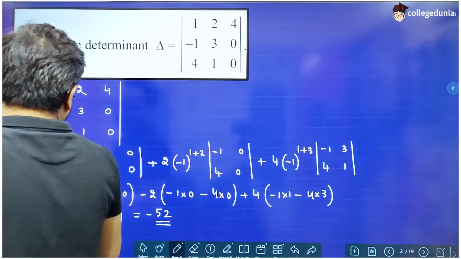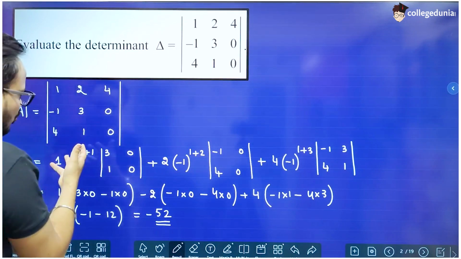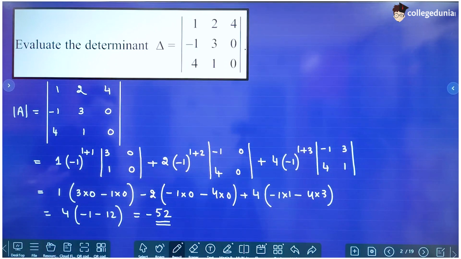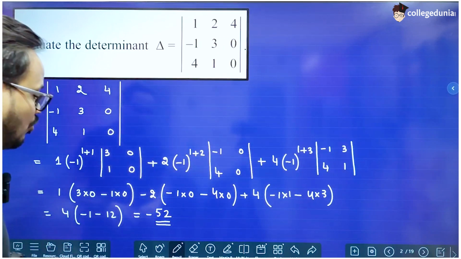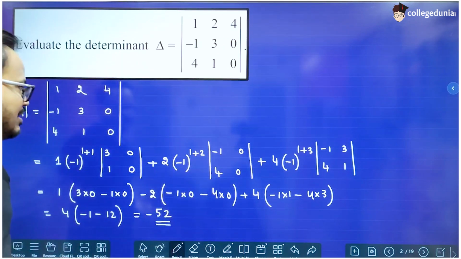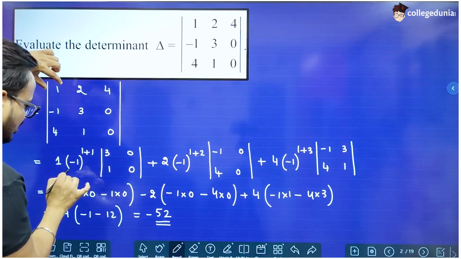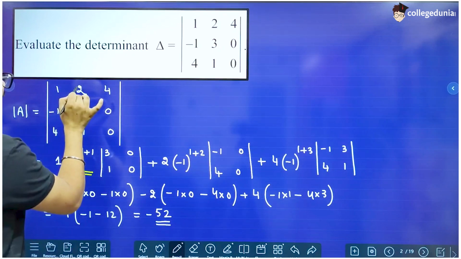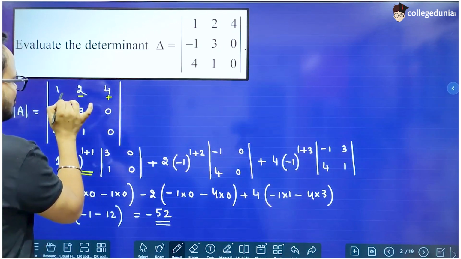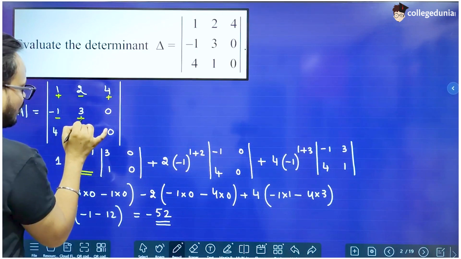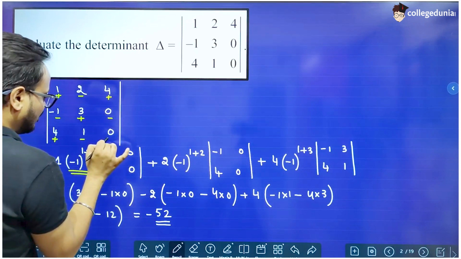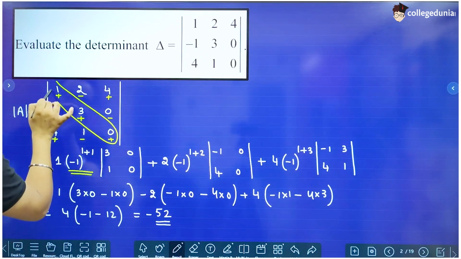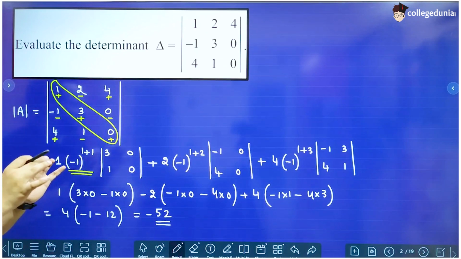If you expand this determinant using the second column or third row or third column or second row, you will get the same answer, minus 52. So for shortcuts, you can directly remember that this will be minus 1 to the power 1 plus 1, and this is going to be positive, and this is going to be negative. This is positive, this is negative, positive, negative, positive, negative, positive.